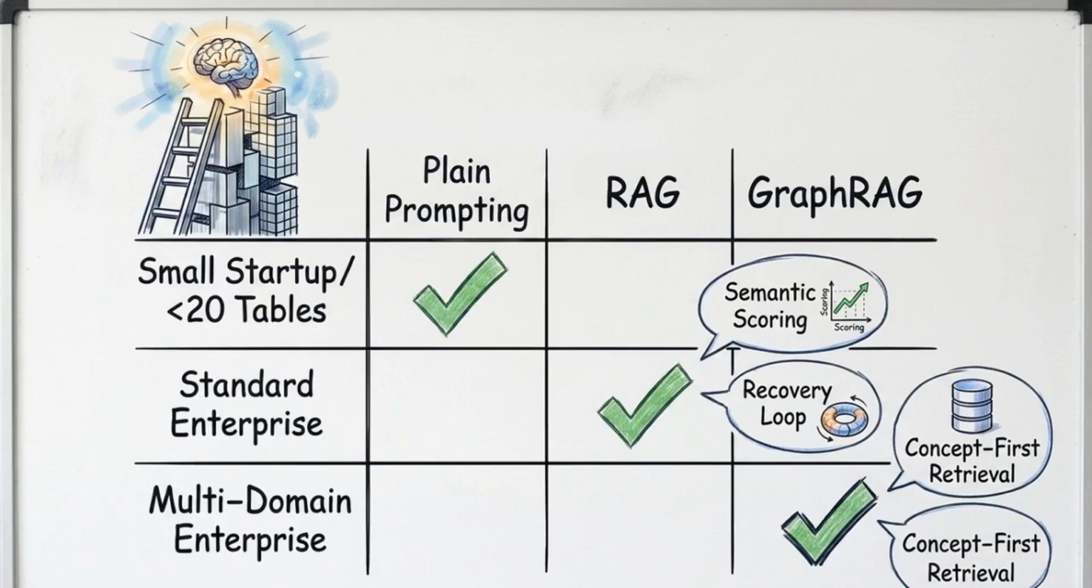Teams managing single-domain databases under 20 tables must remain on plain prompting. For the second tier, the vast majority of data teams at standard enterprises should stop building at keyword RAG. It is the most efficient choice because semantic scoring and recovery loops solve almost all of those silent context failures without the overhead of maintaining a graph.